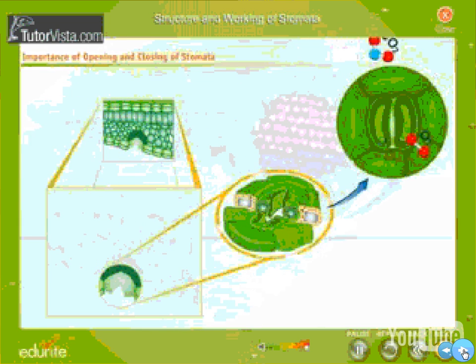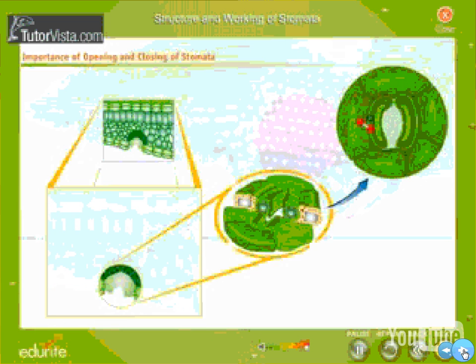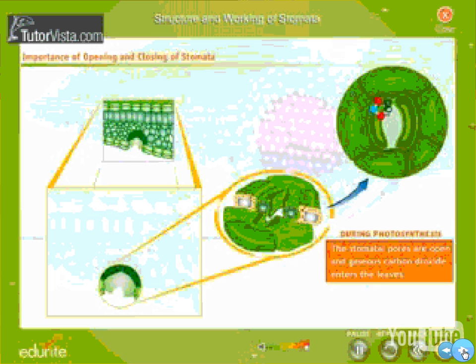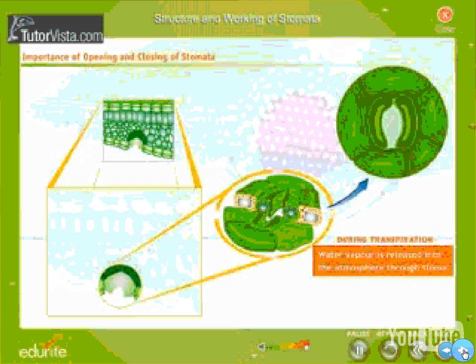Air containing carbon dioxide and oxygen enters the plant through these openings, where it gets used in photosynthesis and respiration, respectively. During the day, the stomatal pores are open, and gaseous carbon dioxide enters the leaves. Waste oxygen produced by photosynthesis in the cells of the leaf interior exits through these same openings. Also, water vapor is released into the atmosphere through these pores in a process called transpiration.